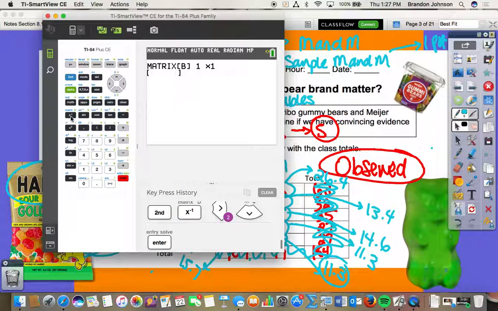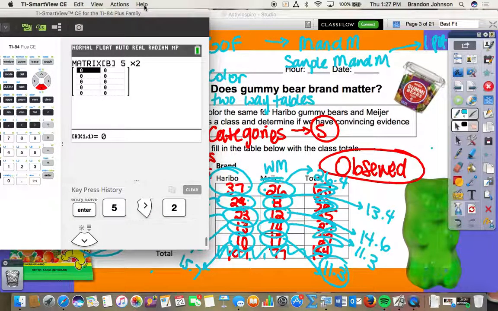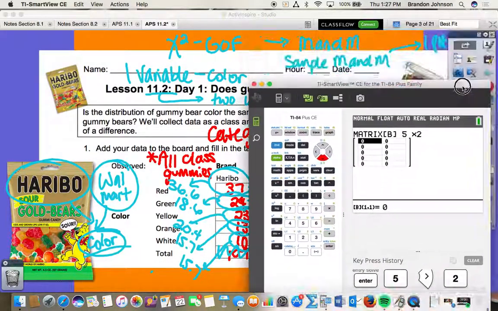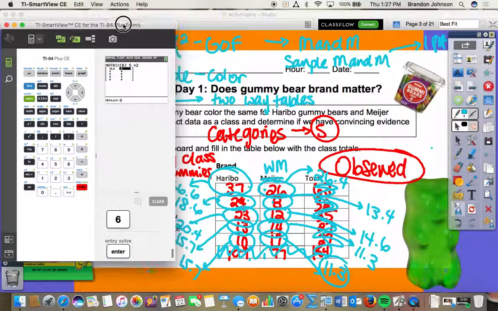Still going to go a 5 by 2. Okay. And this time I'm going to plug in my B values, so we're going to go 36.6. Go just a little smaller here. And just trust me, it's actually up there just so I can see this here. 26.4, 18.6, 13.4.